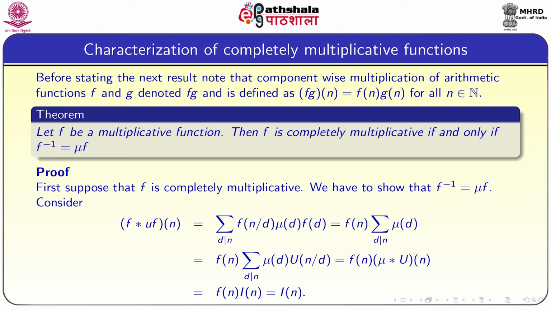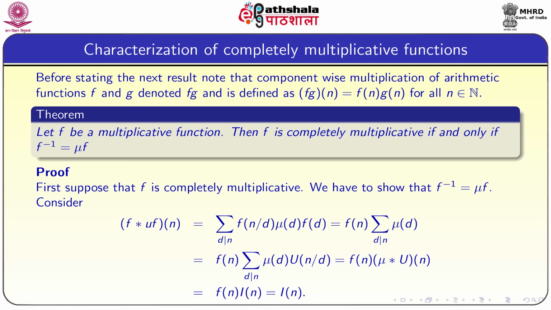So, this is f of n into, that is simply the convolution product of mu f and f. But mu f and f convolution is nothing but I only. So, we have f of n into I of n, which is simply equal to I of n, because I of n is equal to 0 whenever n is not equal to 1. So, we have the result.